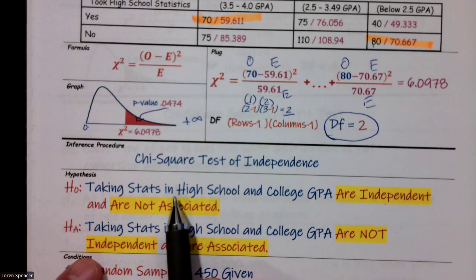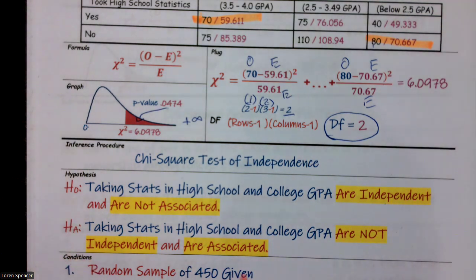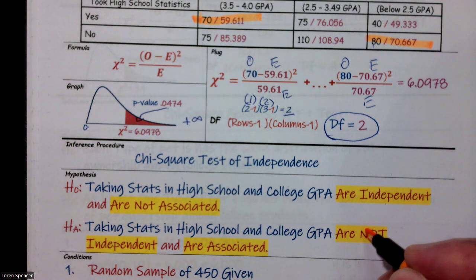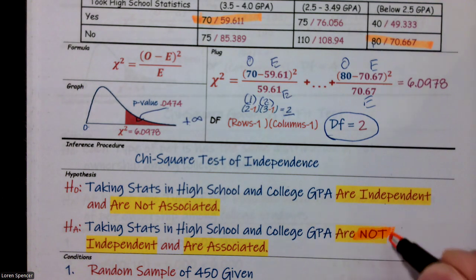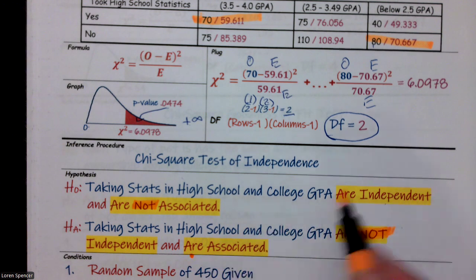The alternative should look exactly like it, except we're going to change a couple words. Taking stats in high school and college GPA are not independent and are associated. This one had not associated, this one says are associated. This one says are independent, and this one says not independent. So please make sure that you have exact opposites.